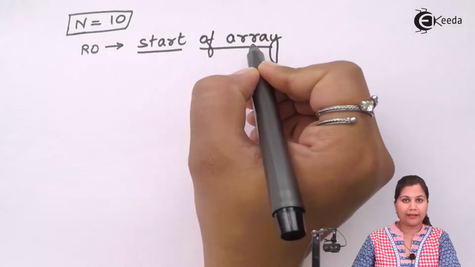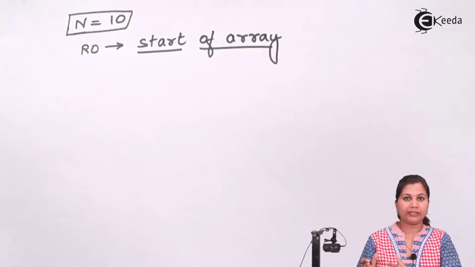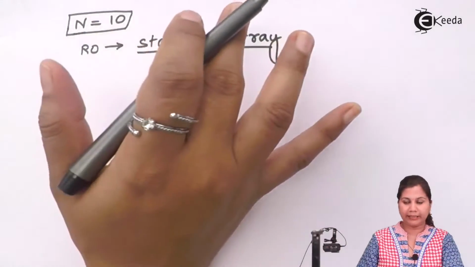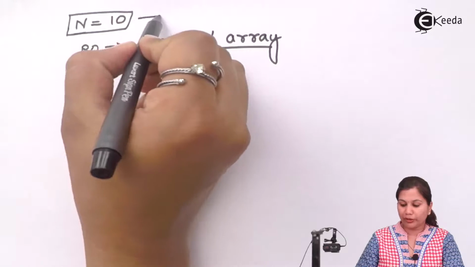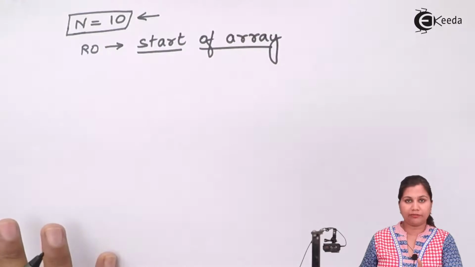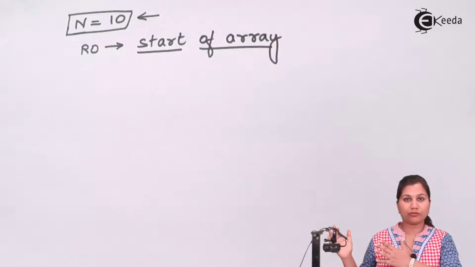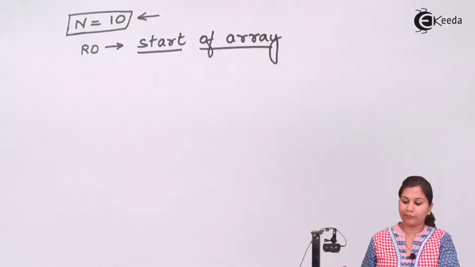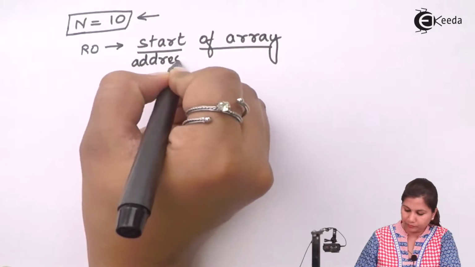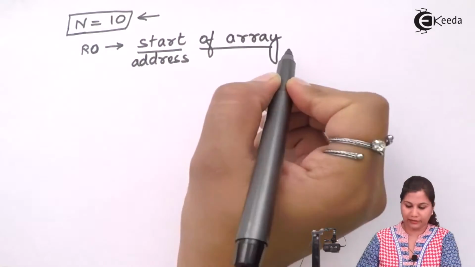So the starting address of the array, suppose that we are generating the Fibonacci series for 10 numbers, so the length of the array will be 10. That is also going to be provided in the program, that for 10 numbers you have to generate the Fibonacci series. Also, where this Fibonacci series is going to be stored in the memory, the starting address is to be provided. So the R0 register is going to store that address.